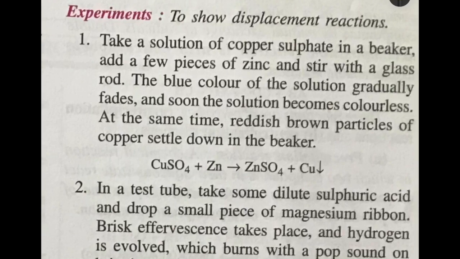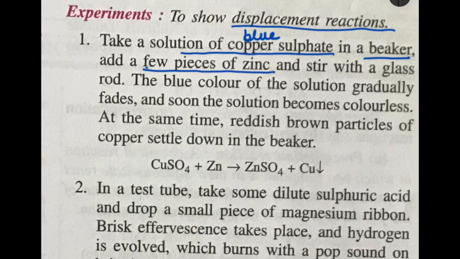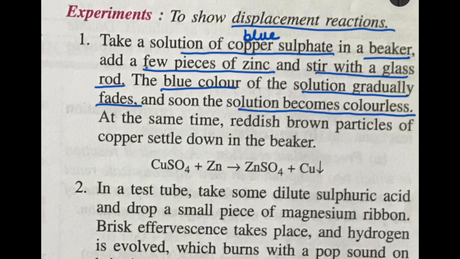So now moving on to the experiments to show displacement reaction. The first experiment is we take a solution of copper sulphate. If you remember, what is the color of copper sulphate? It is blue in color. We take it in a beaker. Then we add a few pieces of zinc, which is a metal, and then we stir it with a glass rod. You will see that the blue color of the solution gradually fades, means it starts disappearing, and soon it turns colorless. And at the same time, you will see reddish brown particles settling down at the beaker.